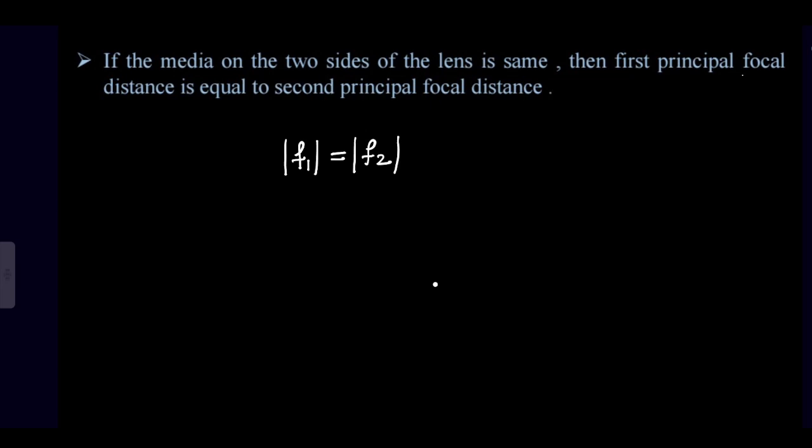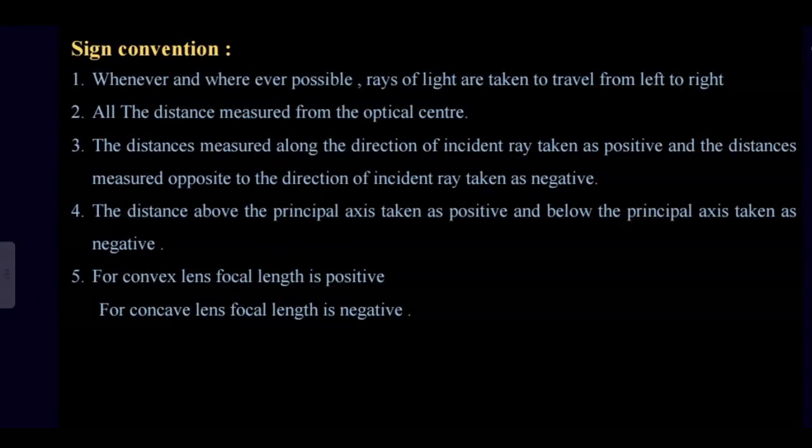Next, sign convention. The sign convention is the same as what we have seen in the mirror's case. Earlier we used to measure all the distances from the pole. Here we'll measure from the optic center. That is the only difference. The remaining sign convention is the same as what we have seen earlier.